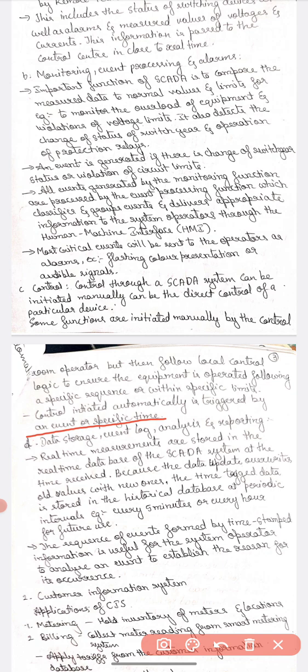Next is data storage, event log analysis and reporting. For data storage, real-time measurements are stored in the real-time database of the SCADA system at the time received, because the data update overrides old values with new ones. The time-triggered data is stored in the historical database at periodic intervals, for example every 5 minutes or every hour, for future use.